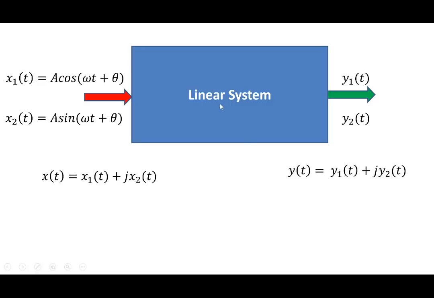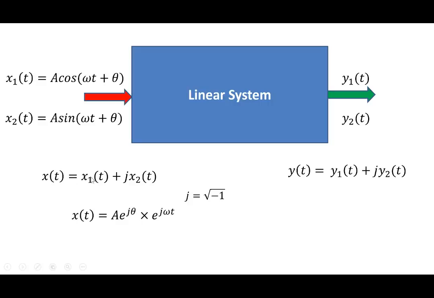We just learned about the superposition principle. So x1 will result in y1, and j times x2 will result in j times y2 here. Now, let's say j is a constant, but let's say j is the square root of minus 1, the imaginary quantity here. So let's say j is equal to square root of minus 1.